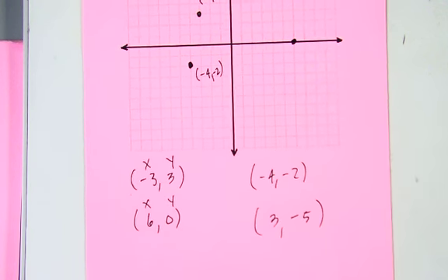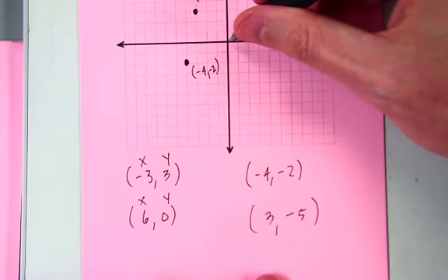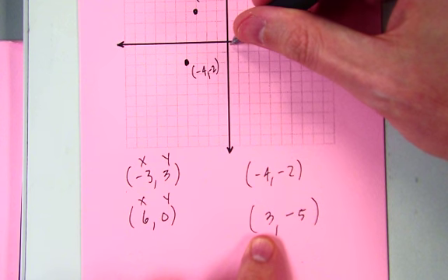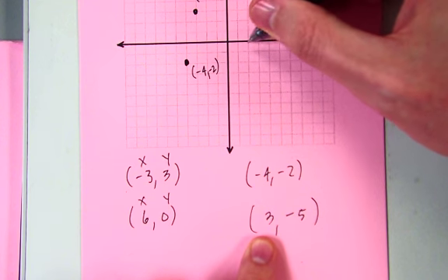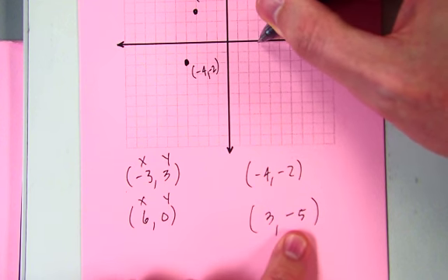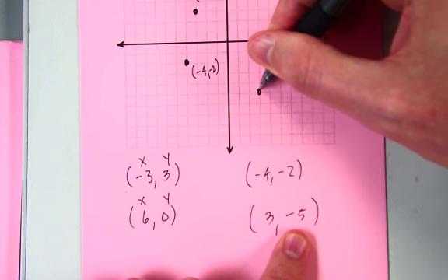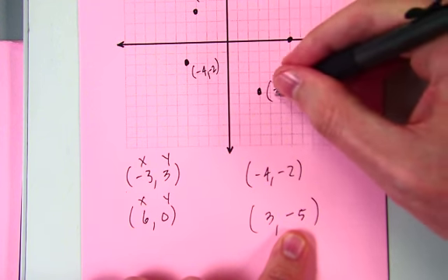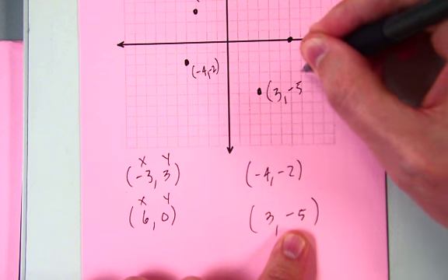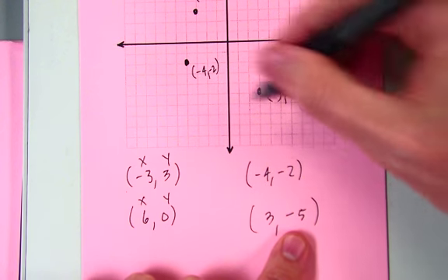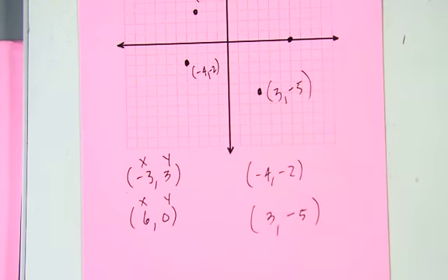Okay, so if we're going to do 3 and -5, again we're starting from the beginning. Our x value is 3, we're going to go 3 to the right. Our y value is -5, so we're going to go 5 down. Right down here is going to be that point. And again, this is an example of a point that's in quadrant 4 since it's over there.